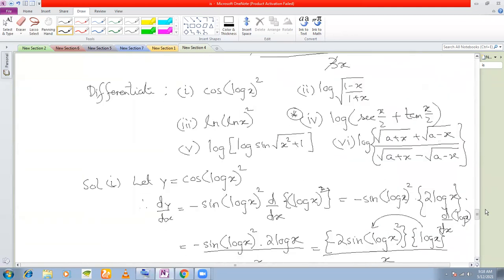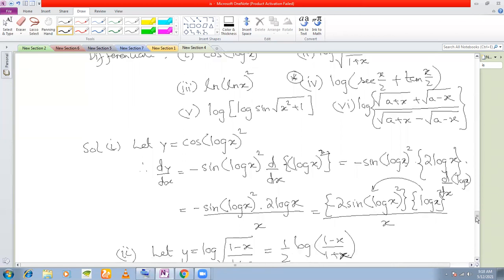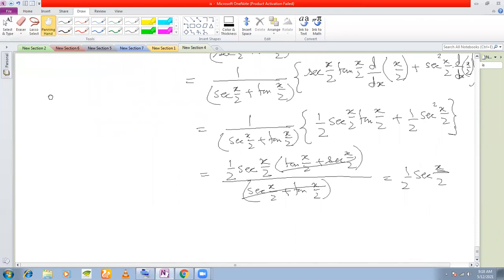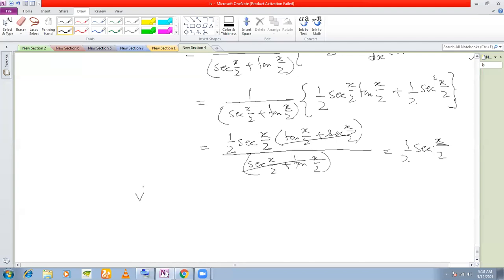Yes, sir. Okay, so last two problems. Let's finish this quickly. Number 5 is log of sin root x square plus 1. Oh, I think I have one more. Let's see if I get time. So this is number 5, log sin root x square plus 1. That is what your question was.